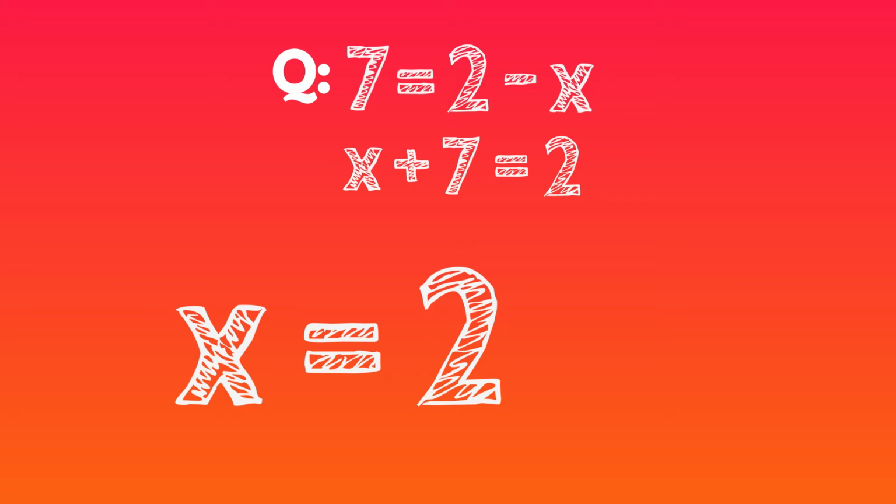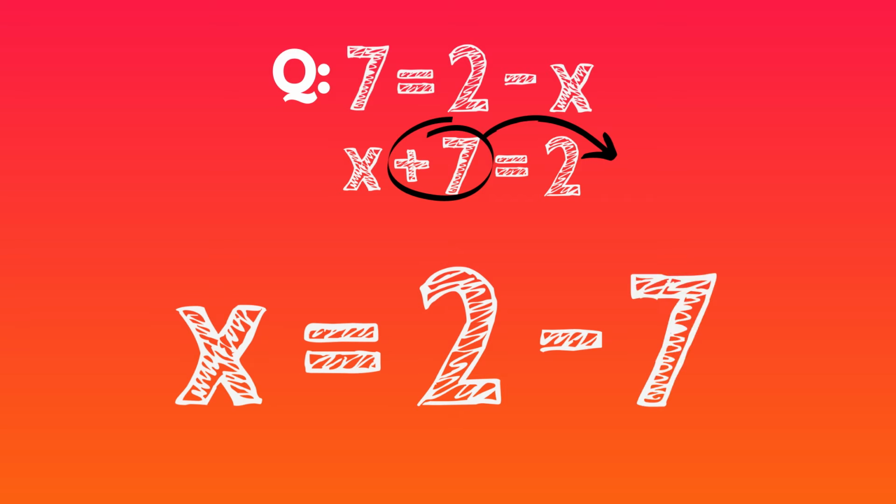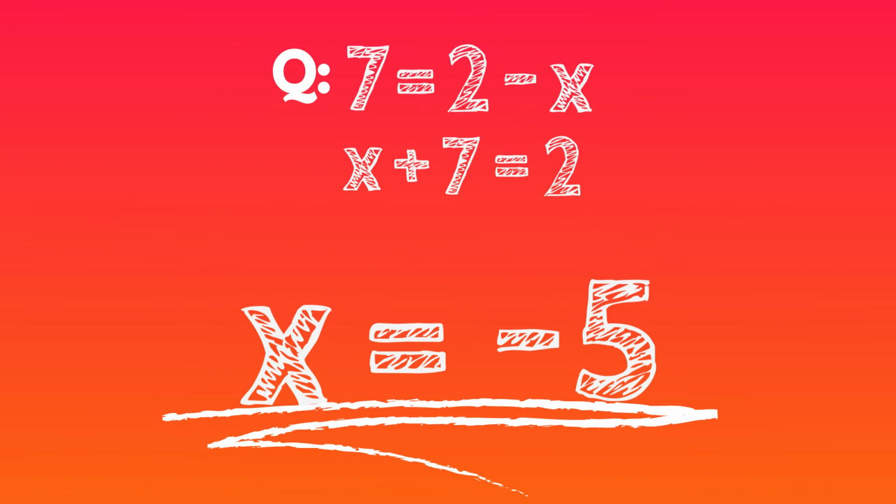Now we take the positive 7 to the other side because we need to group the numbers together. So it becomes 2 take away 7. Because the 7 was positive on the one side, when it goes to the other side, it becomes a negative 7. So now we say x is equal to 2 take away 7, and we have a negative 5.